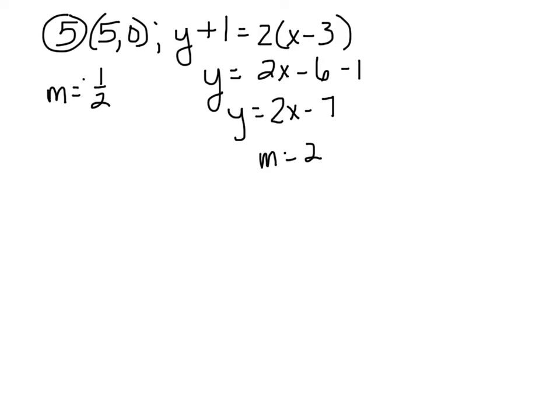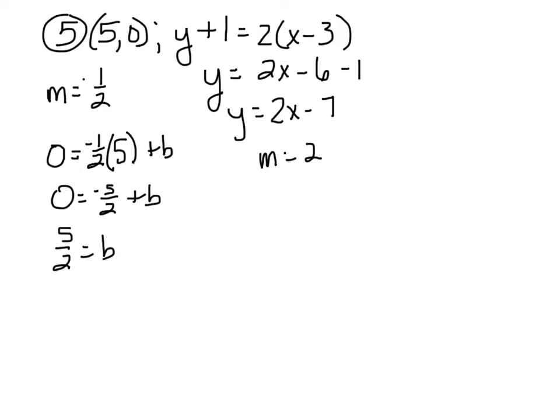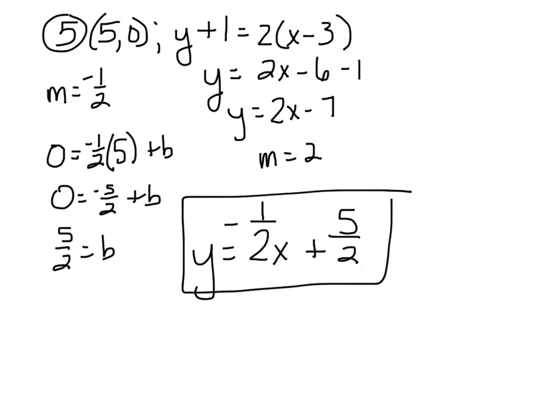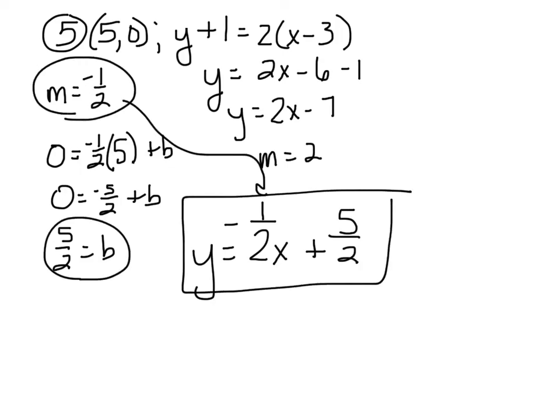I use slope-intercept form to plug everything in. My y is 0, my m is negative 1/2, my x is 5, plus b. 0 equals negative 5/2 plus b. I add 5/2. That gives me b is 5/2, or you can say 2.5. So you set it up. Y equals 2x. I'm sorry, not 2x. Got to be careful here. It'd be y equals negative 1/2 x plus 5/2. So I take my m, plug it in here. Take my b, plug it in here.